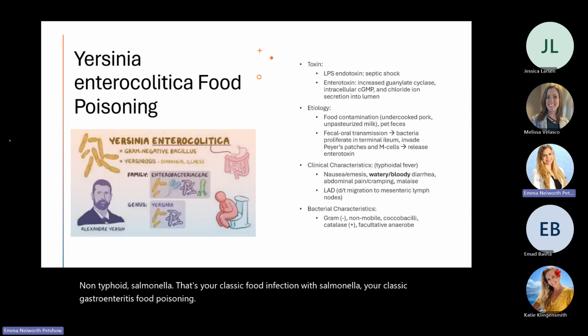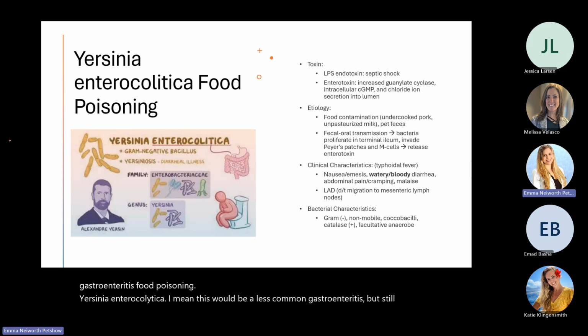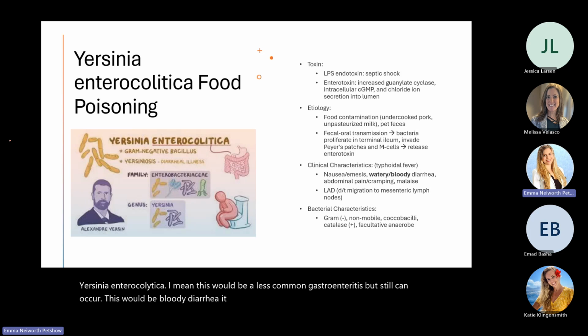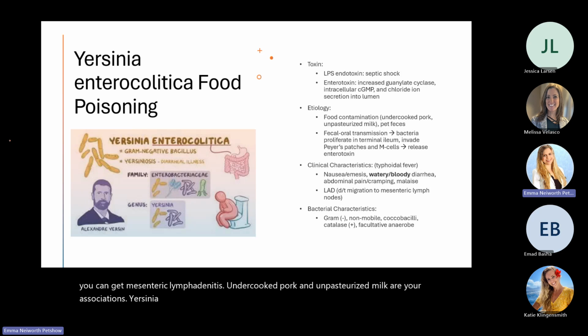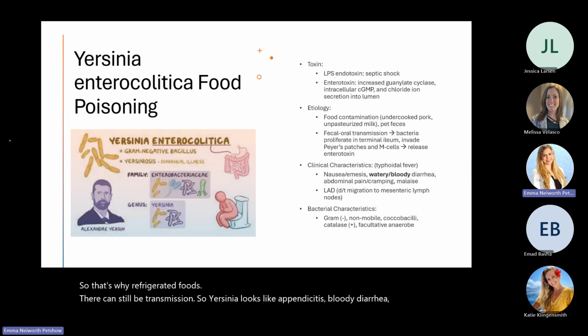Yersinia enterocolitica, I mean, this would be a less common gastroenteritis, but still can occur. This would be bloody diarrhea. It mimics acute appendicitis. That would be my key clinical tie because it can actually affect and cause lymphadenopathy in the mesentery. So you can get mesenteric lymphadenitis. Undercooked pork and unpasteurized milk are your associations. A key pearl that makes this unique, Yersinia grows in the cold. So that's why refrigerated foods, there can still be transmission. So Yersinia looks like appendicitis, bloody diarrhea, undercooked pork, unpasteurized milk, likes the cold.